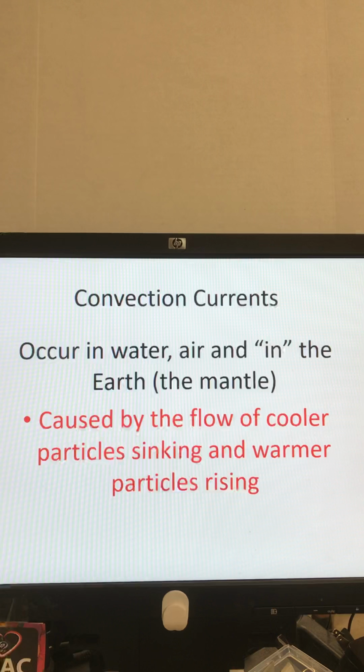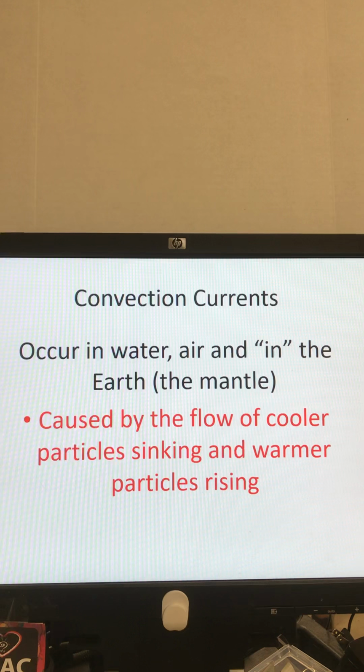You also find it in water, in the oceans. You have convection currents in the ocean as well. And they're caused by the flow of cooler particles sinking and warmer particles rising. So here we are, we got cool stuff up in the upper atmosphere, going to cool down and fall to the earth.